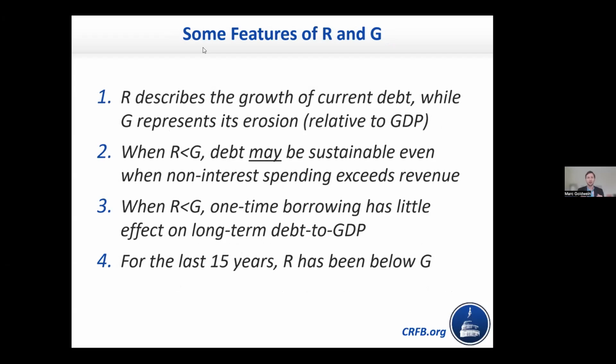So there are some cool features related to R and G. Remember, as I said, R is the average interest rate for our debt, and G is the average growth rate of the economy. So another way to think about that is R is telling us how fast our existing stock of debt is growing. If I have $100 of debt and there's a 5% interest rate, that means next year I'm going to have 105, and the year after that I'm going to have 110, the year after that I'm going to have 115 point something, and it accumulates and compounds.